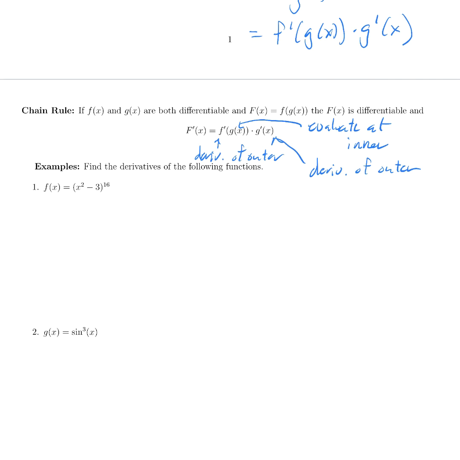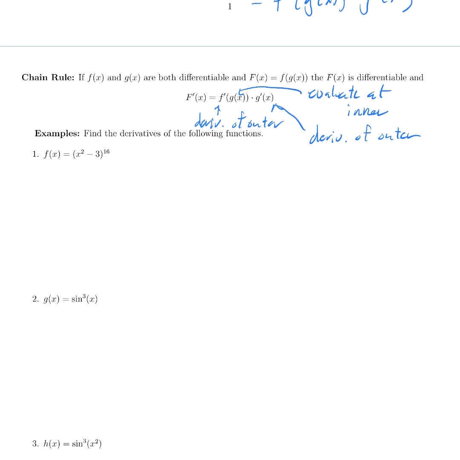Okay, let's see if we can put this into practice. This first example, we have (x squared minus 3) to the 16th. The thing playing the role of the outer function is the 16th power. We could take the derivative of x to the 16th just using the power rule, and that's exactly what we're going to do here.